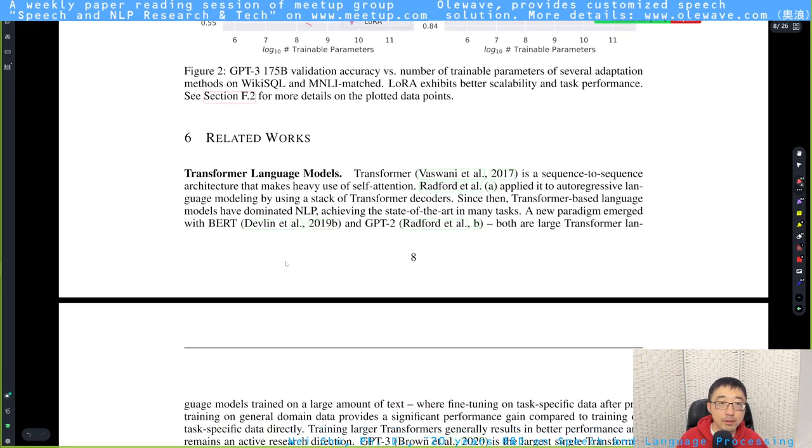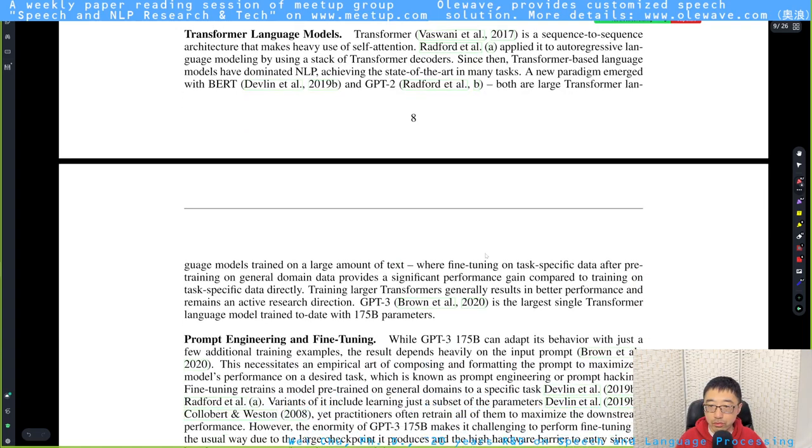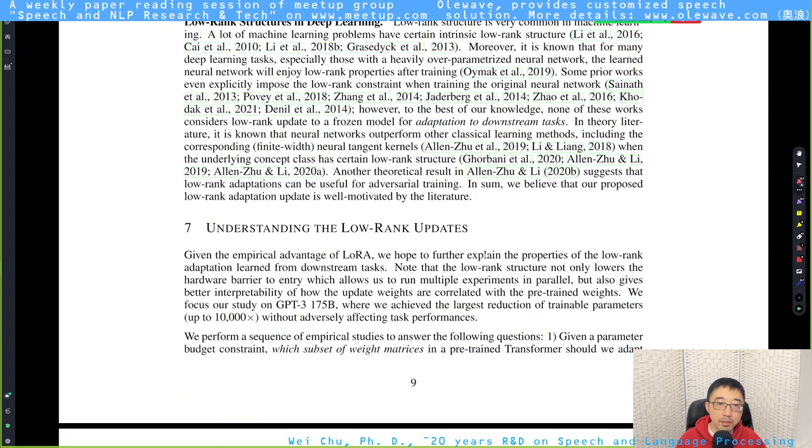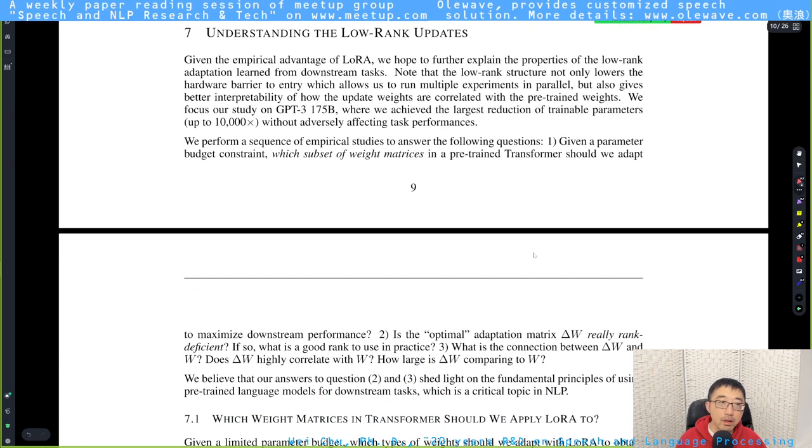All right, and then related works. They have put a lot of references there. I mean, if you're really interested in this topic, you should read all of them. But I'm not going to cover these today. And also section 7, where they're trying to understand the low rank update, and this is an interesting part. I think the authors are very nice to show us some of the analysis they have, other than just showing the accuracy or inference scores.